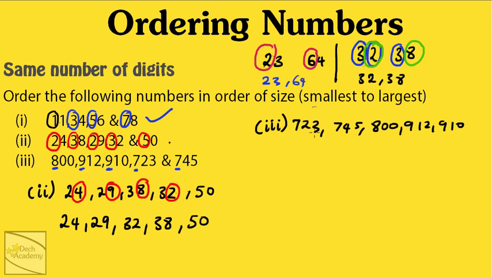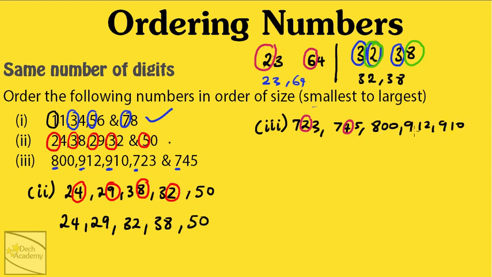As you notice, we have numbers that have the same first digit, so we need to do another comparison. We need to determine whether 723 is smaller than 745. So we have to compare the second digit. Compare 2 and 4, you can tell that 2 is smaller than 4, so 723 is smaller than 745. 800 is fine. Here we have 912 and 910.